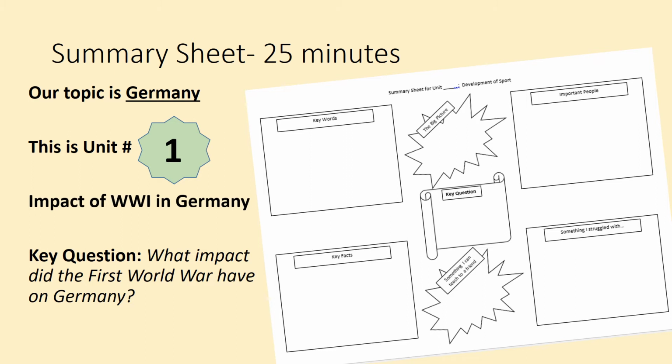So the things you're going to be looking at are keywords, important people, key facts. If you could also fill in something you could teach to a friend and something you struggled with. But crucially, with the something you struggled with section, do something about it. Don't just put I have no idea what the putsches are. You can put that at the top, but then go and find out what the putsches are. So do something with that information.